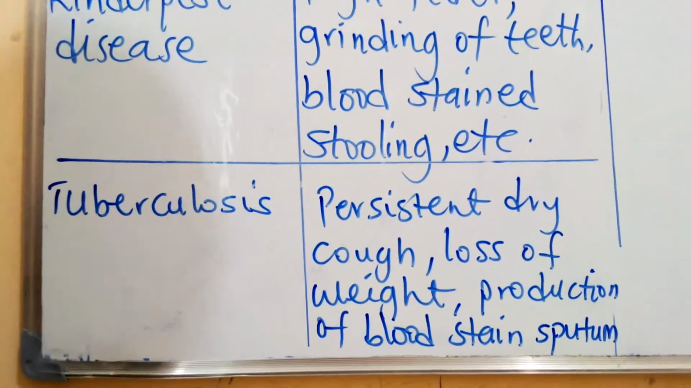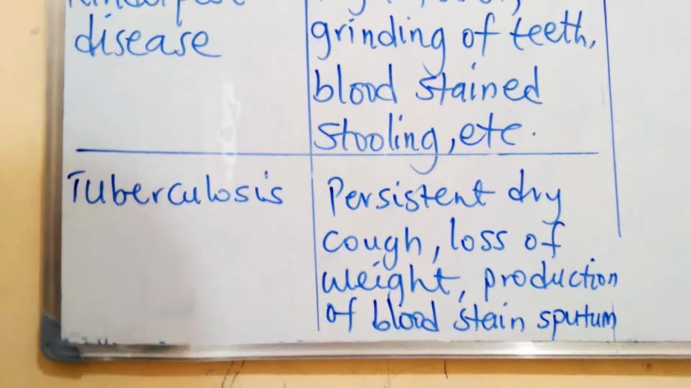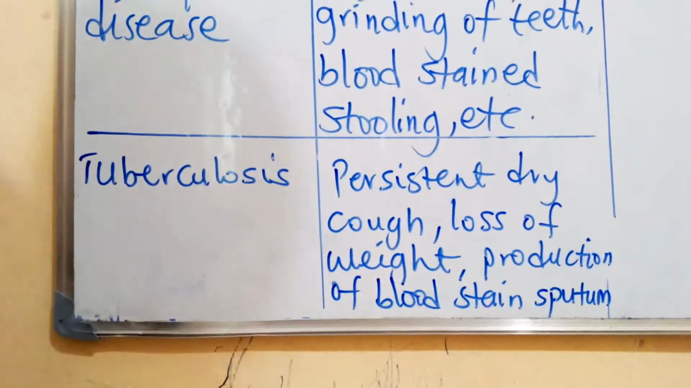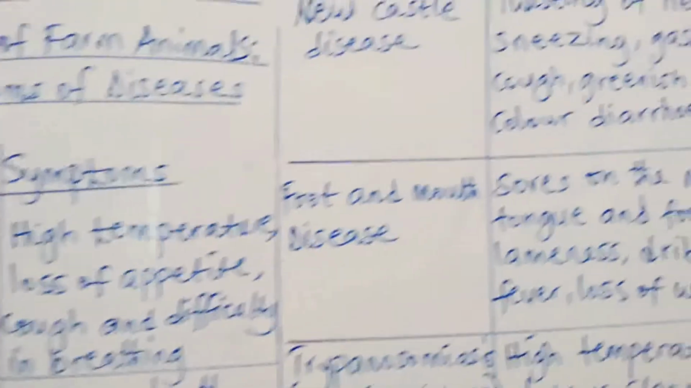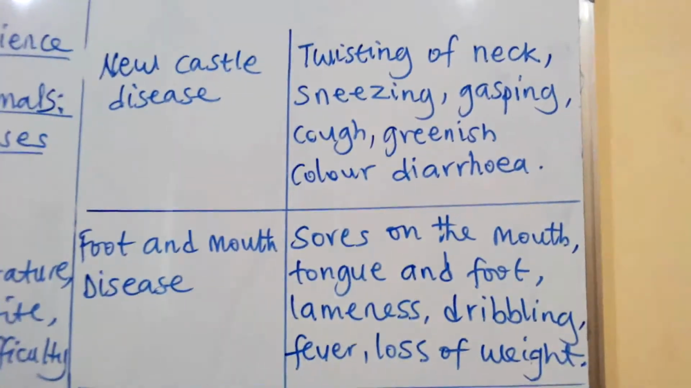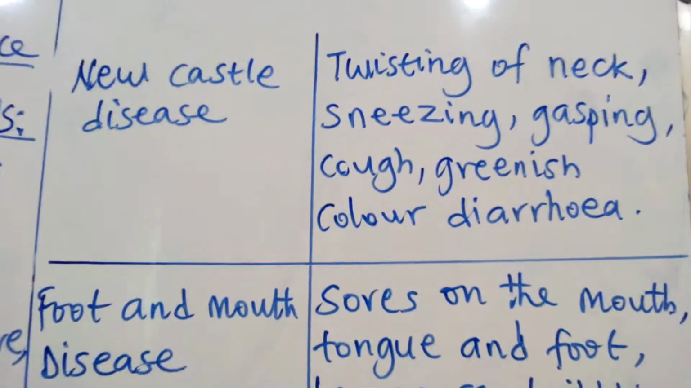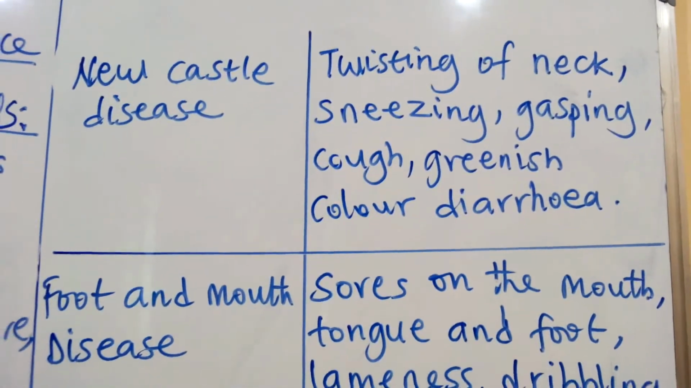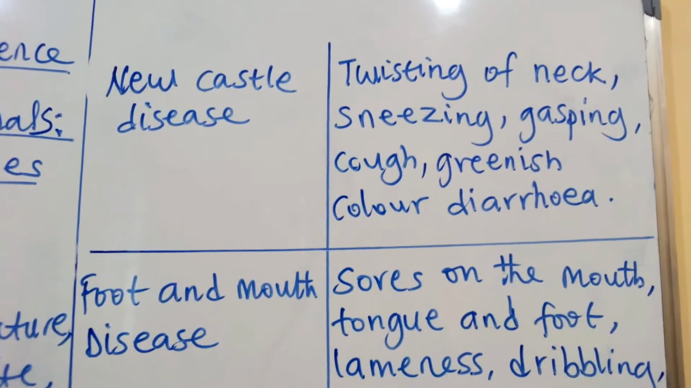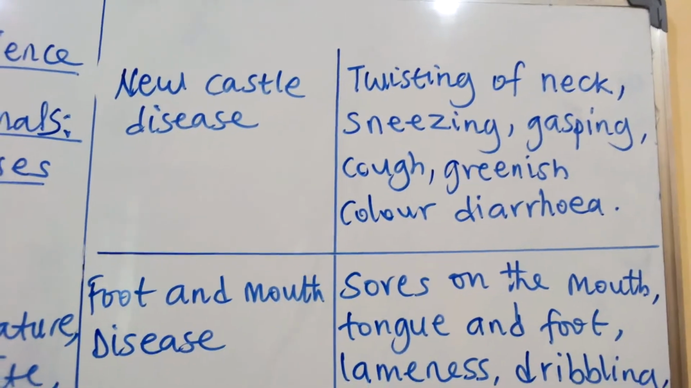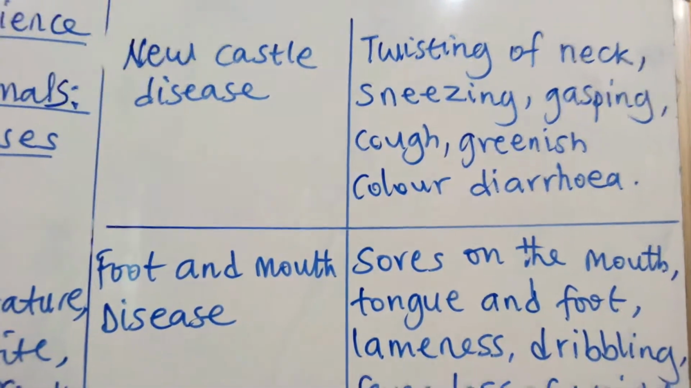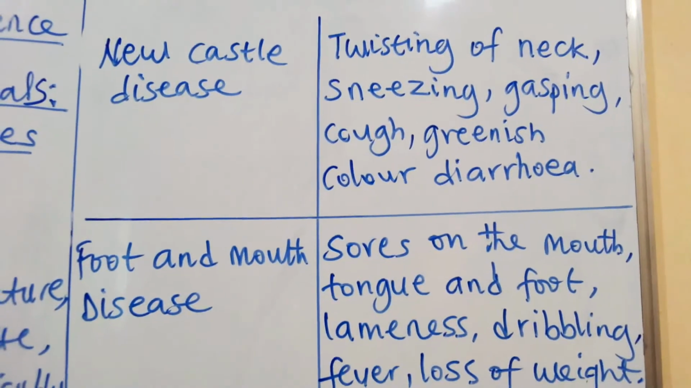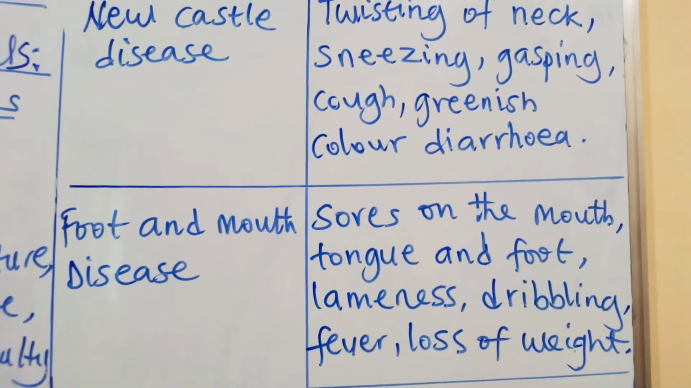Then we have tuberculosis: persistent dry cough, just as in the case of human beings, loss of weight, and production of blood-stained sputum. That is the mucus that the animals will cough out with blood. Now we have Newcastle disease. You have the twisting of the neck as a symptom, which is very common. Sneezing, gasping, cough, greenish diarrhea. The bird or fowl will be stooling frequently, and the color of the stool will be greenish.